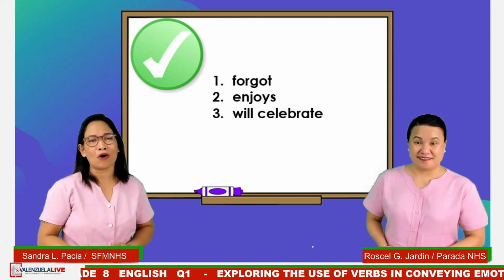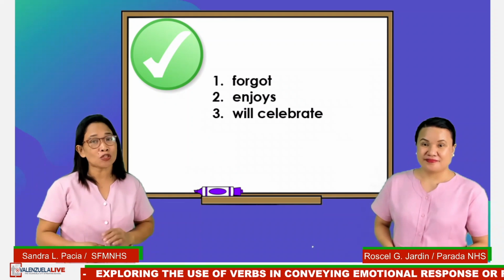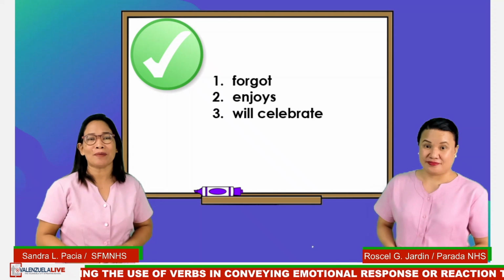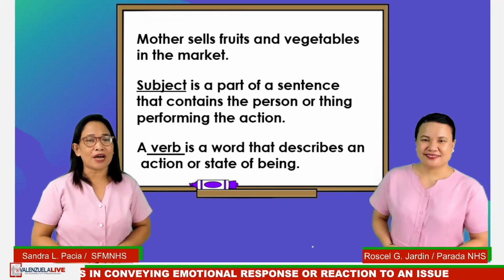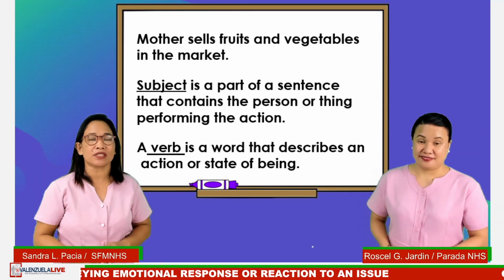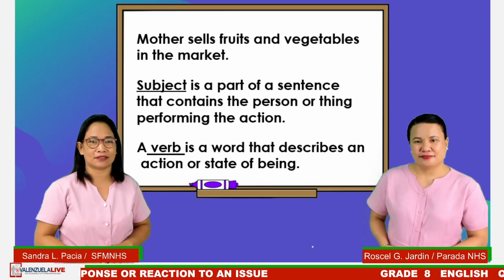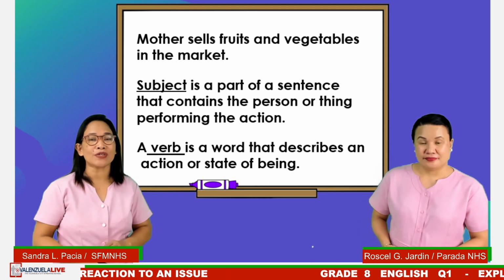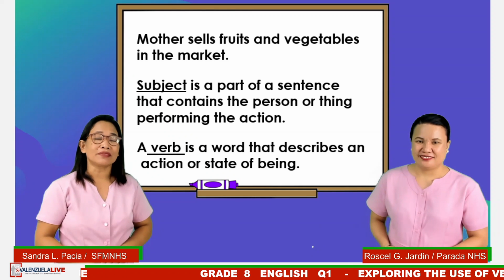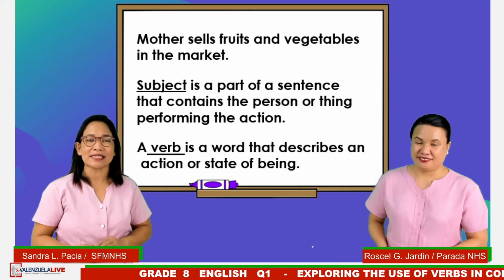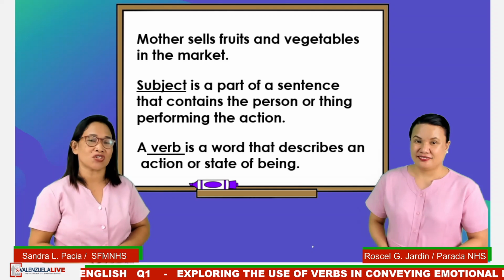Okay, I know most of you encounter difficulties in constructing sentences, especially in subject-verb agreement. Take a look at the sentence. Mother sells fruits and vegetables in the market. Who does the action? If your answer is mother, you are correct. Remember that the subject is a part of a sentence that contains the person or thing performing the action.